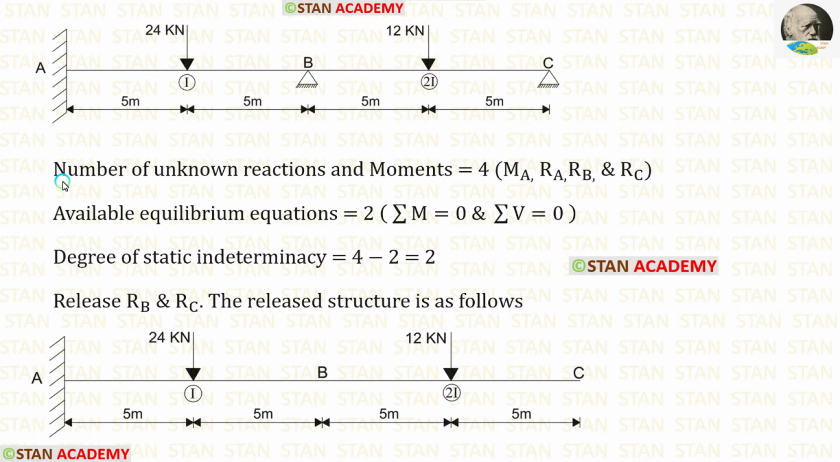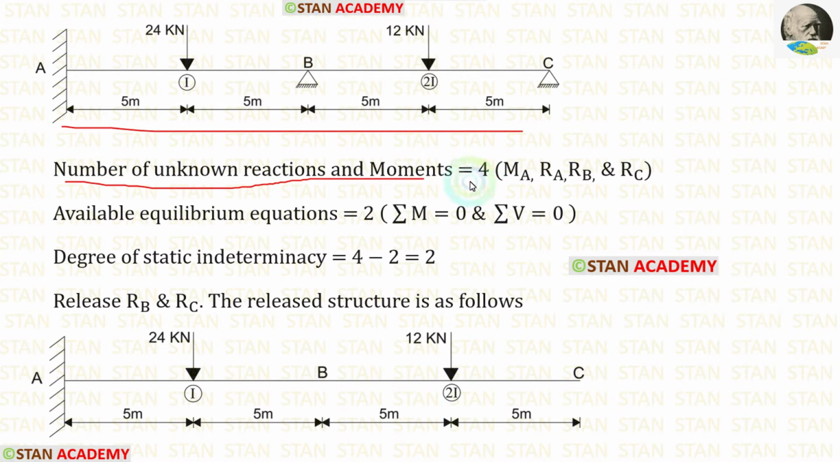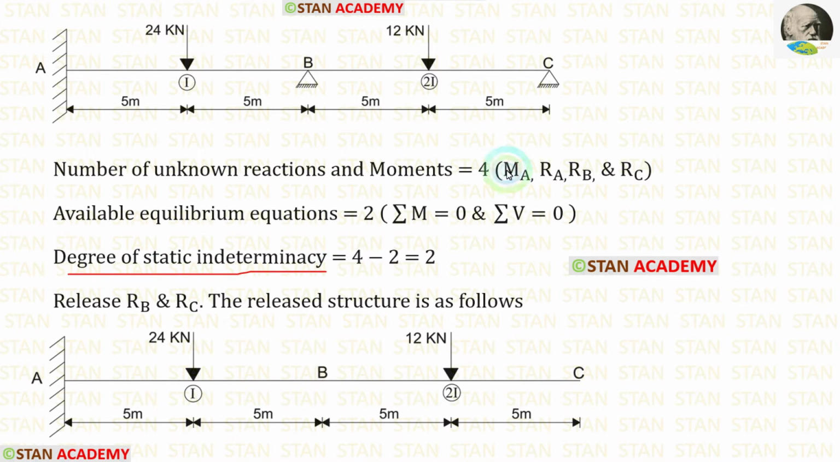Now let us find the degree of static indeterminacy. In this beam, the number of unknown reactions and moments is 4. They are MA, RA, RB and RC. The available equilibrium equations are 2. Sigma m is equal to 0 and sigma v is equal to 0. The degree of static indeterminacy is equal to 4 minus 2. We will get 2.